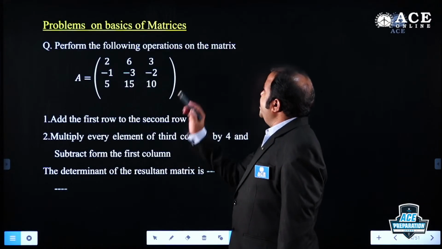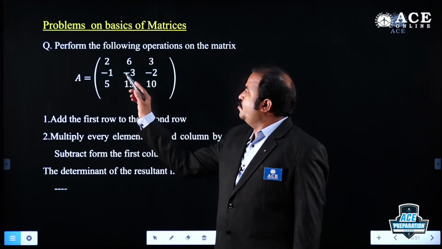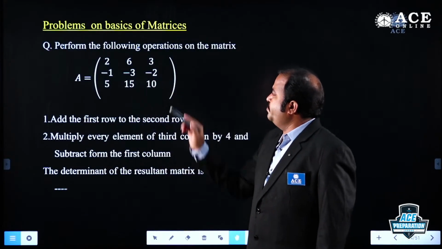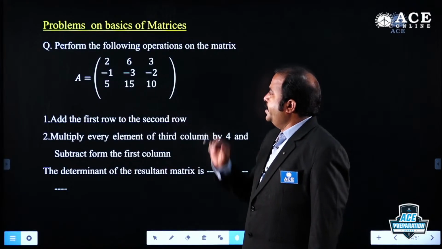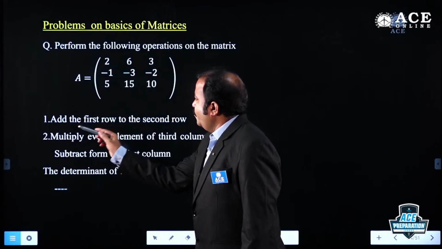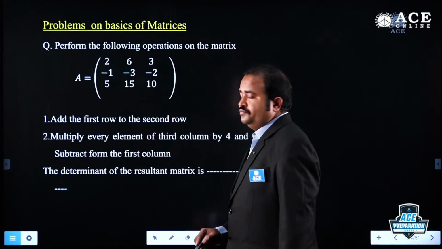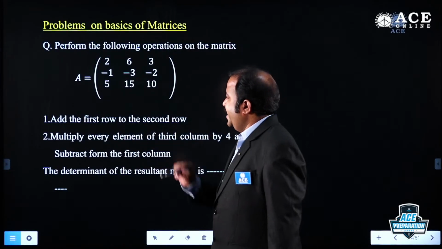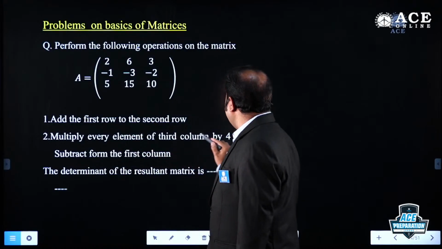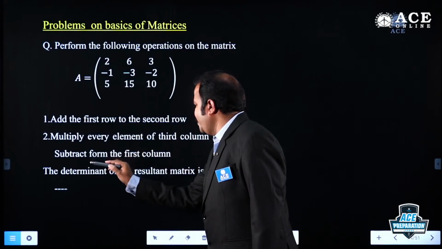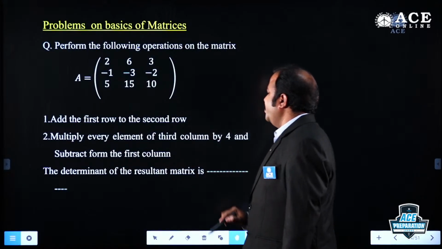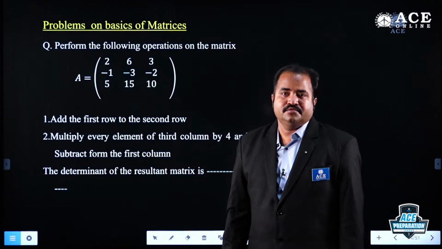Perform the following operations on the matrix A equal to 2, 6, 3, minus 1, minus 3, minus 2, 5, 15, 10. What are the operations? Add the first row to the second row. Next, second one is what? Multiply every element of third column by 4 and subtract from the first column. Then the determinant of the resultant matrix is what?